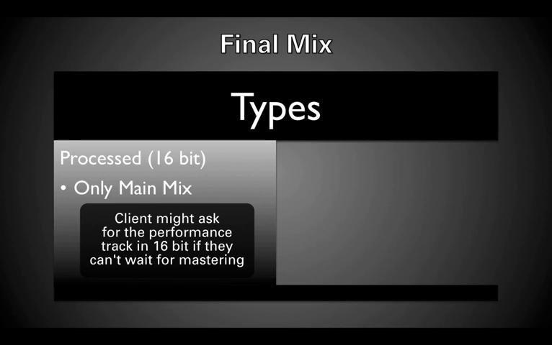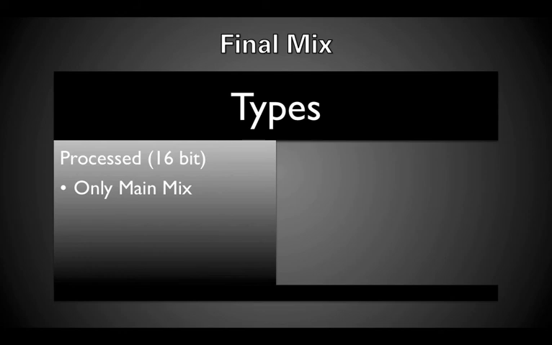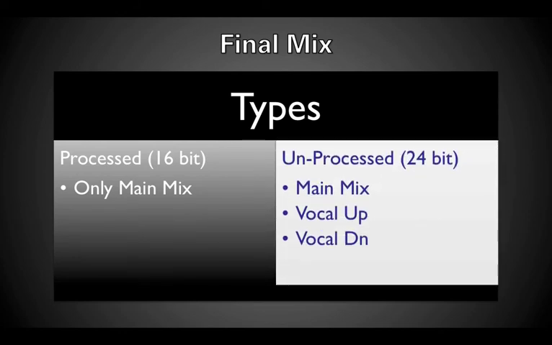And all you have to really do is the main mix. Then your second type, the unprocessed one, you want to do main mix, vocal up and vocal down. Normally we would also print TV or performance tracks, an instrumental track, and sometimes even the a cappella. But you already have the a cappella in your lead vocal and background vocal stem.